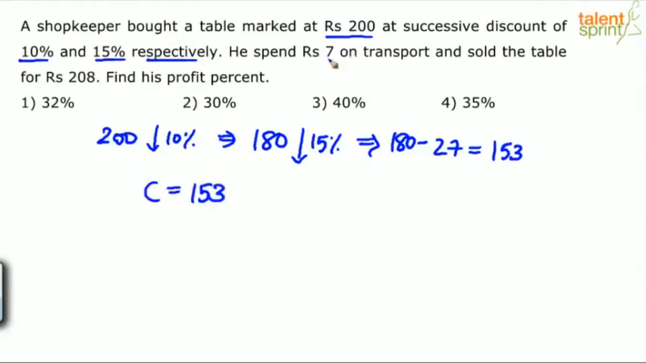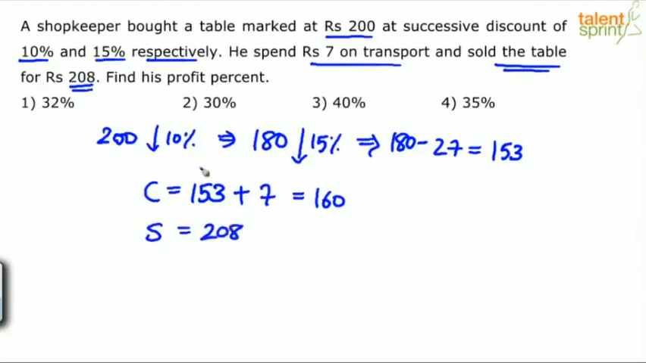Now he spent rupees 7 on transport. So plus 7 rupees, 160, and sold the table for 208. Cost price is 160, selling price is 208. He's asking us to find out the profit percentage. I don't think I need to explain this to you, right? What is the percentage profit? See, profit is how much? 208 minus 160, 48 rupees is the profit upon 160 rupees.